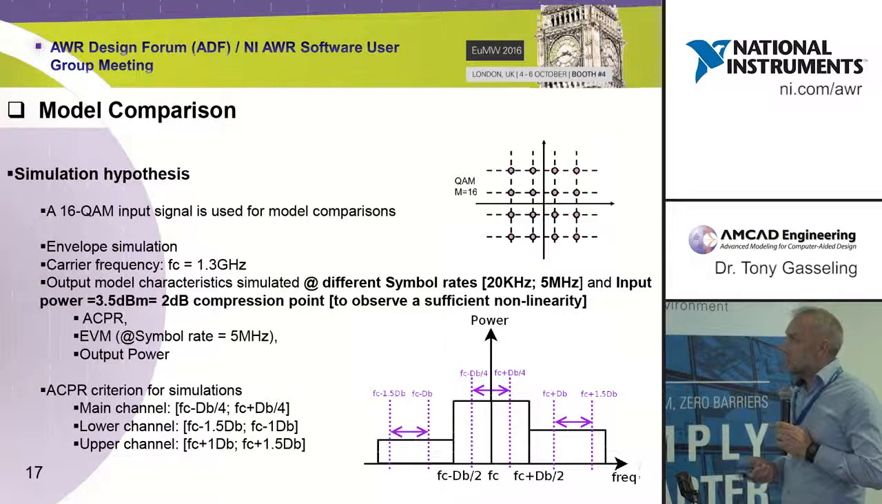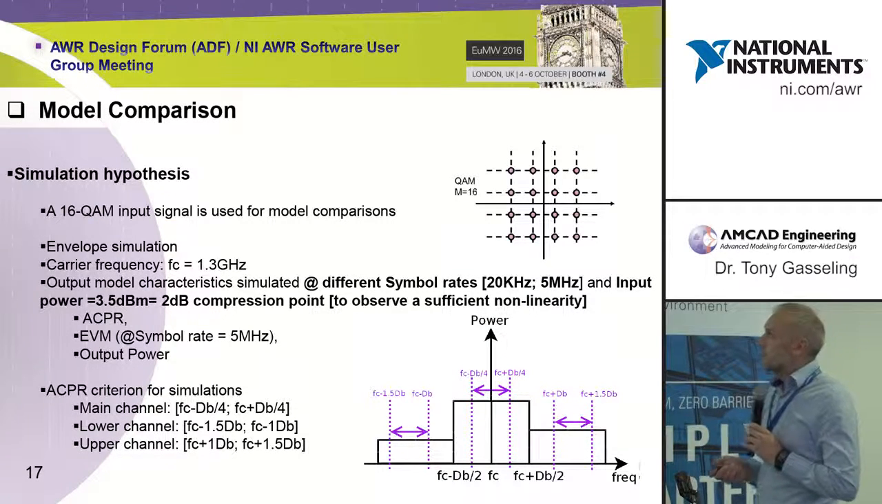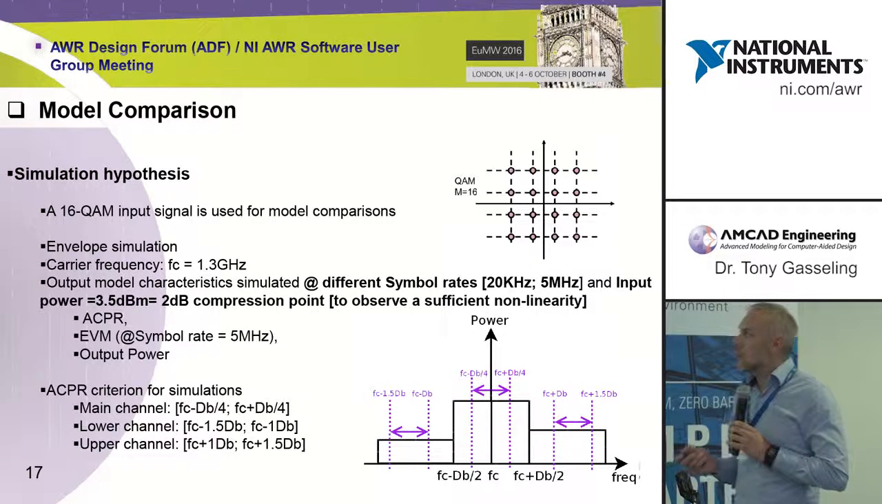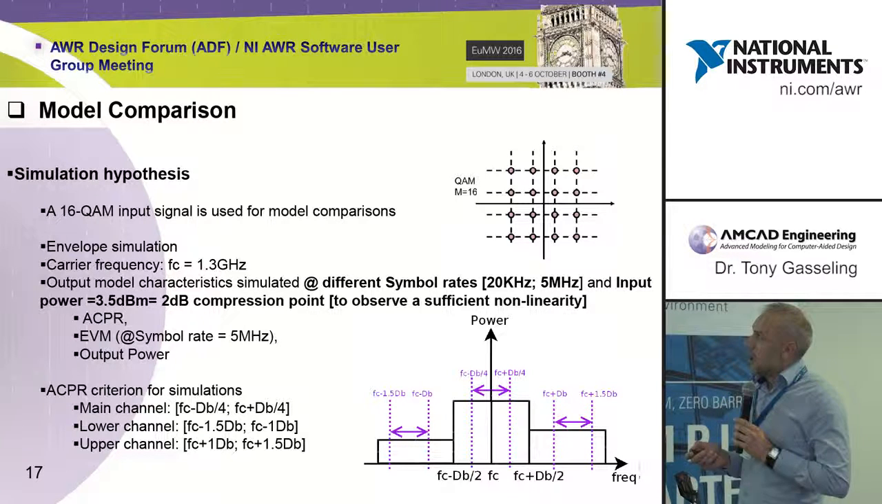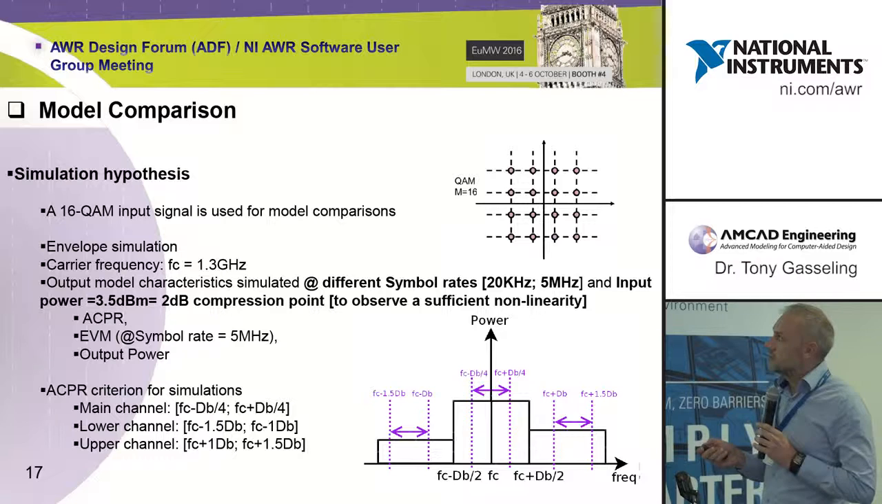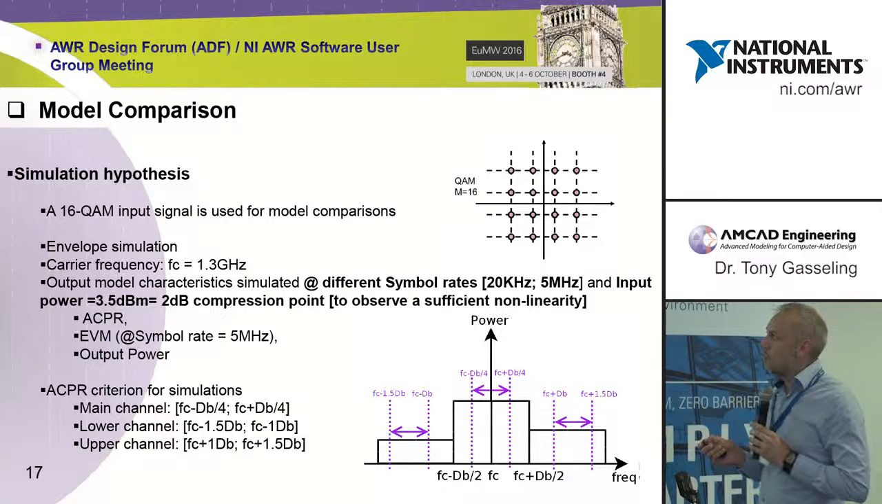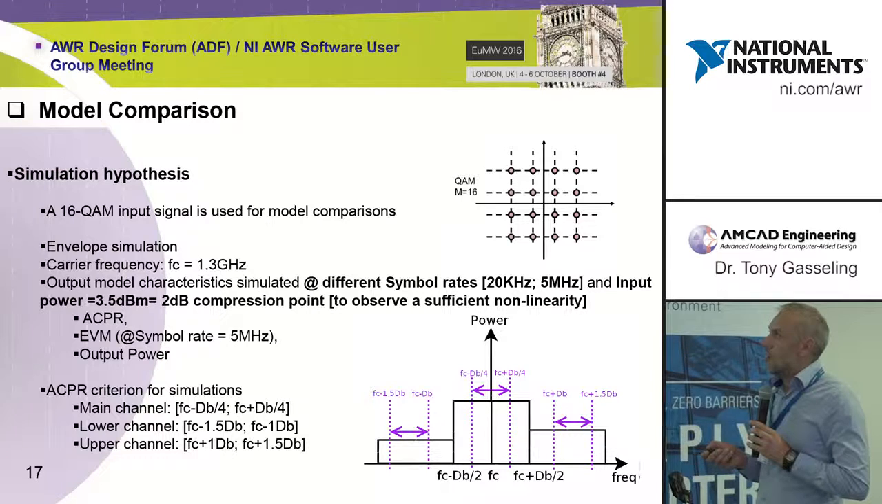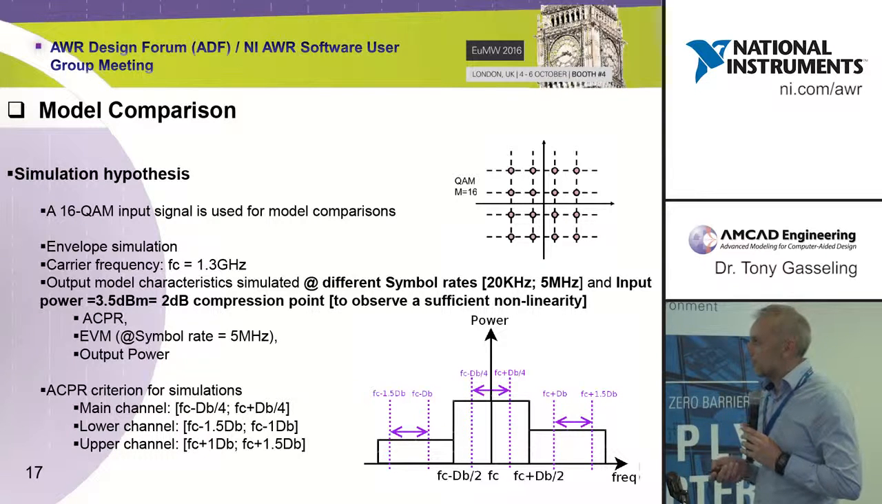So we have done different simulations using this model. We are using a 16 QAM signal, and we try to use this signal for different symbol rates. For example, we did some experiments from 20 kilohertz up to 5 megahertz, and at different power levels. And we try to observe what are the figures of merit depending on the model we are using.